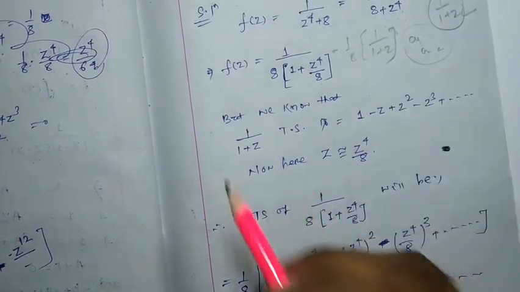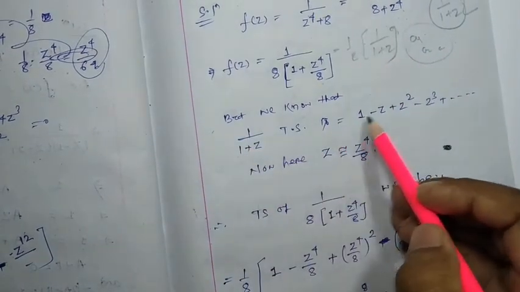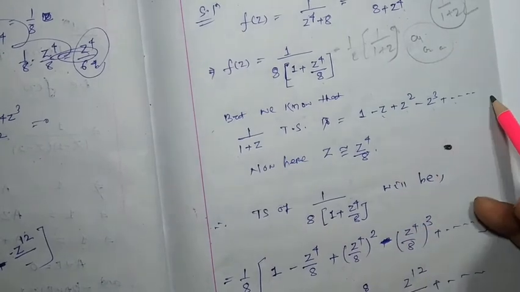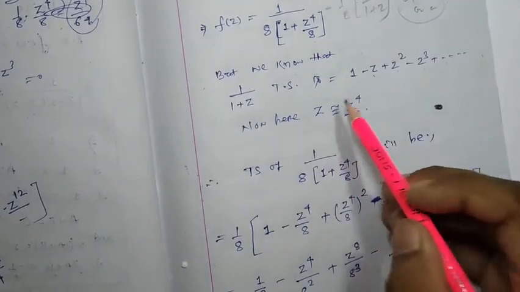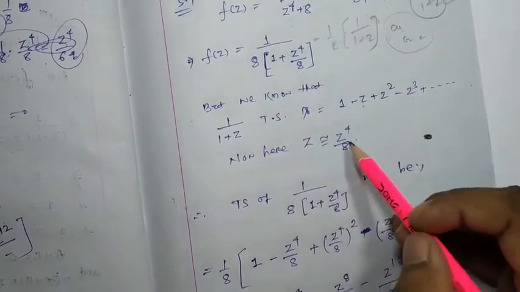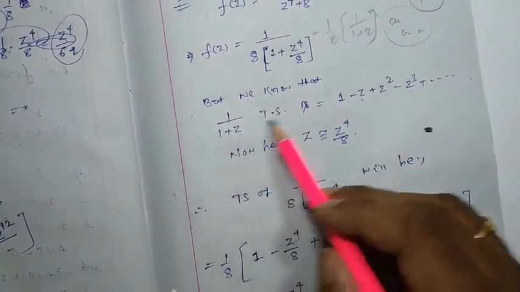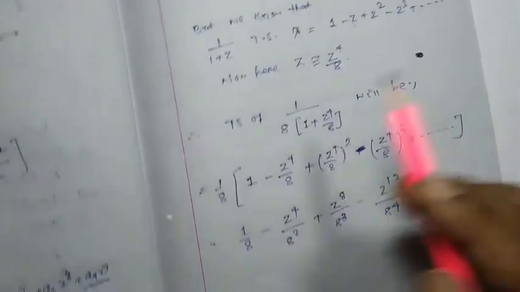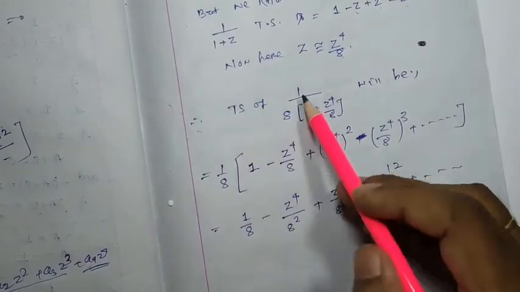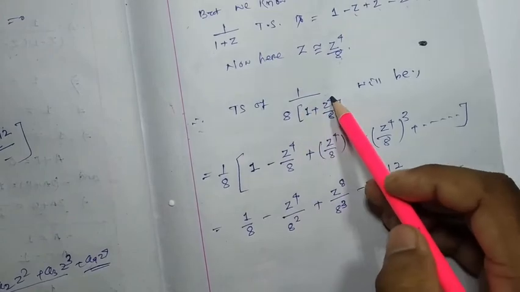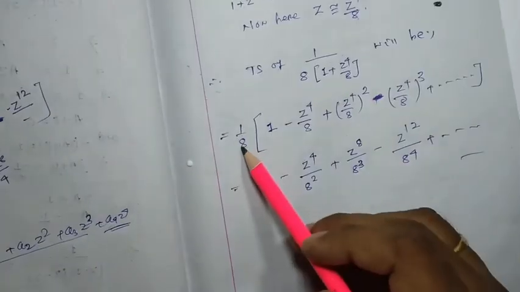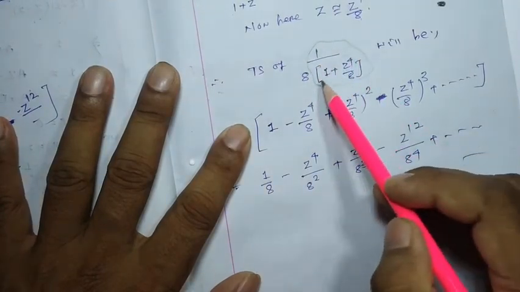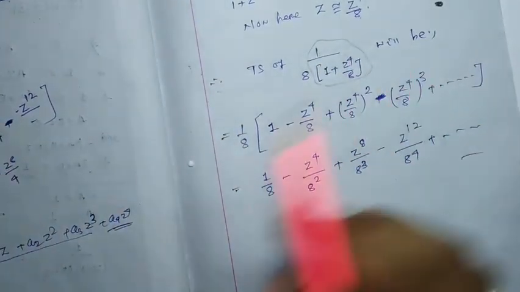But 1 by 1 plus z Taylor series, we know that is 1 minus z plus z square minus z cube plus so on. Here z is equivalent to what? z to the power 4 by 8. So in this series we have to put z to the power 4 by 8 instead of z. Simple. Okay. Now therefore Taylor series of this one, 1 by 8 into 1 plus z to the power 4 by 8, will be 1 by 8 is there. Okay. So 1 by 1 plus z to the power 4 will be written as this one.